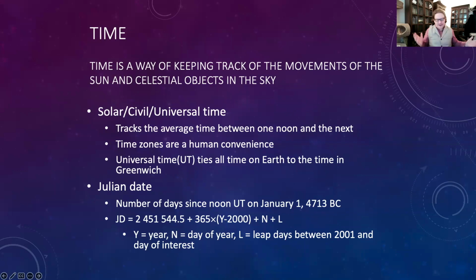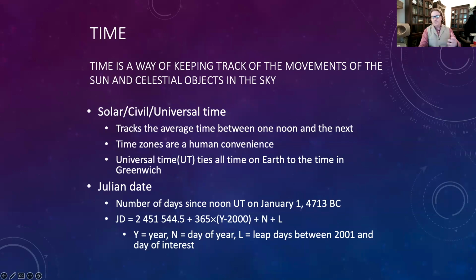So right now, Julian date is 2,460,569. So that is, if you were wondering, how long has it been since January 1st, 4713 BC? It has been 2,460,569 days. The decimal points indicate the seconds relative to that noon point. And if you have a specific date in mind, then you can use that formula to figure it out.